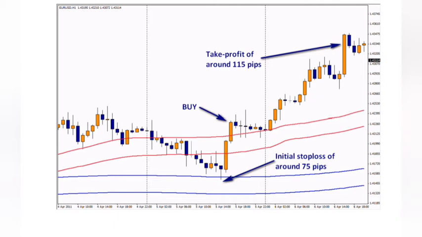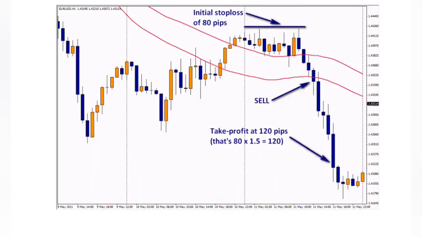Now if the market continues on and reaches 300 pips or more, that's fine. We have to just accept that. It's the way of trading. Just stick to the same take profit and it will work out.